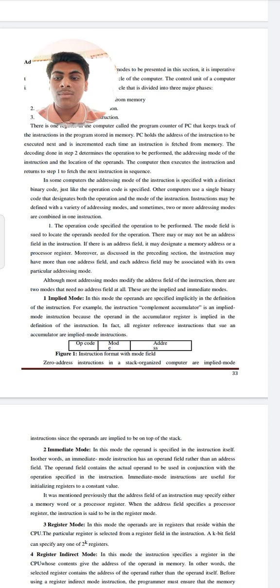Next type of addressing mode, implied addressing mode. In this mode, the operand is available in the instruction itself. Example: MOV AX, 1000. In the above instruction, 1000 is an operand.